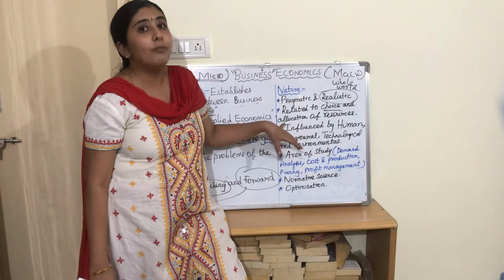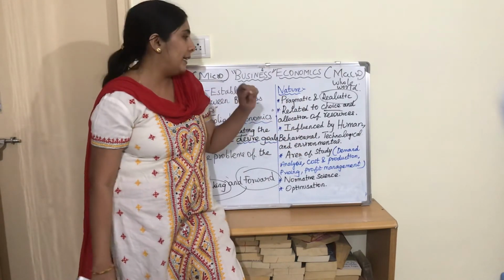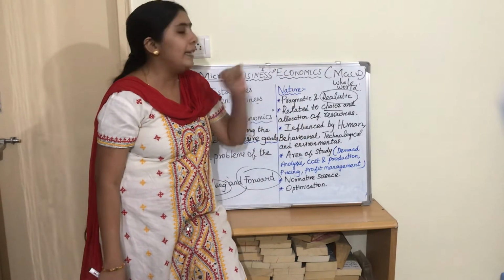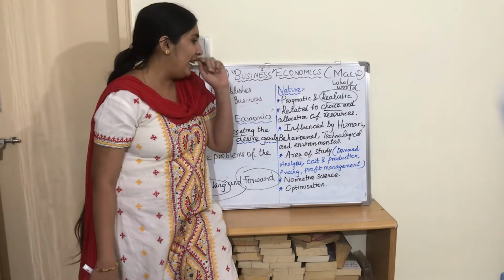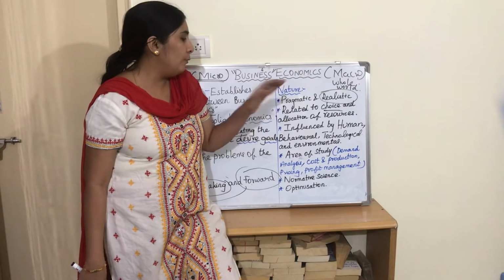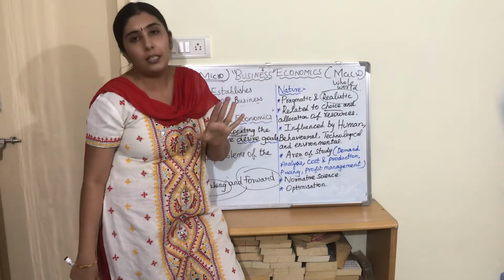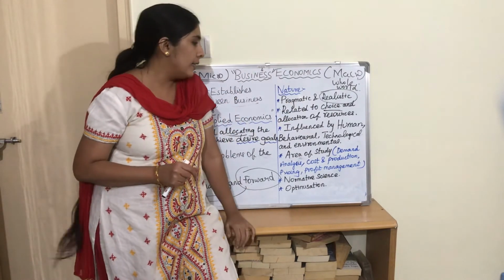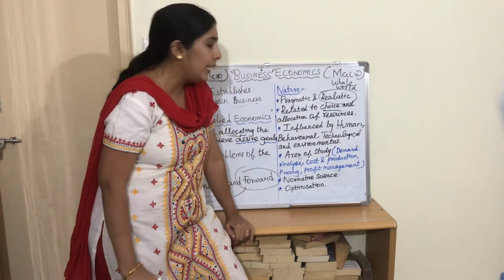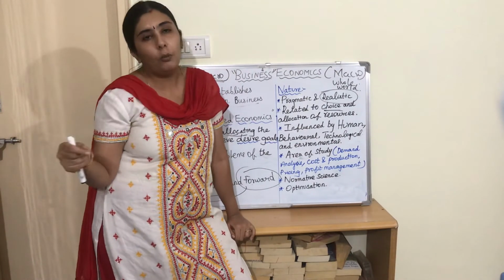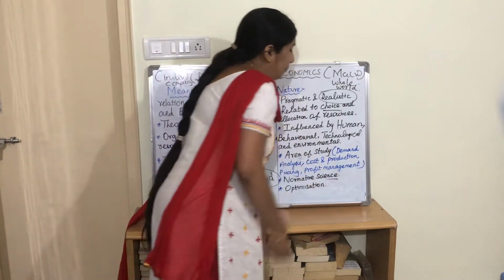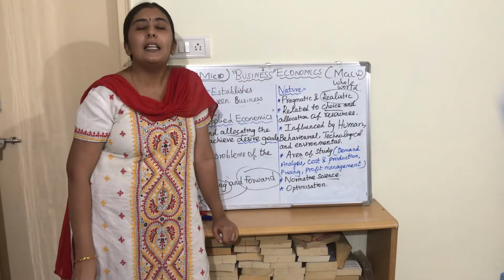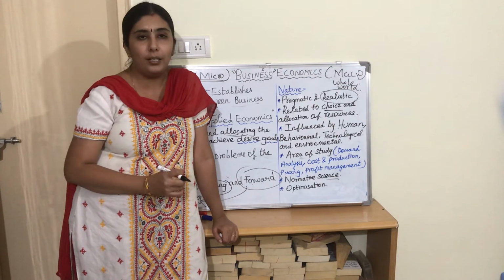The nature, we'll see in the next video. In this nature, it is realistic, depending upon the choice and allocation of resources, and it is influenced by human behavior and environmental causes. Then we saw the area of study, then positive and normative science. So you don't get confused with the term science here. Then the next one is optimization. I told you what optimization is.